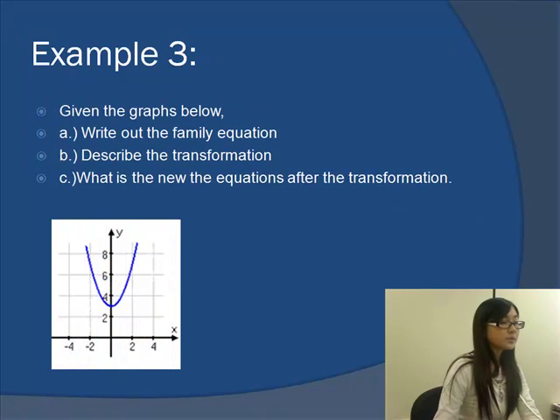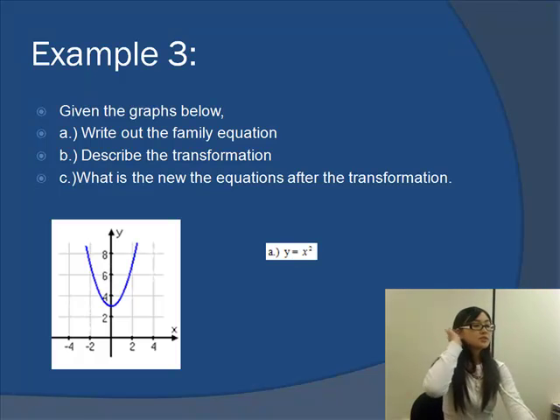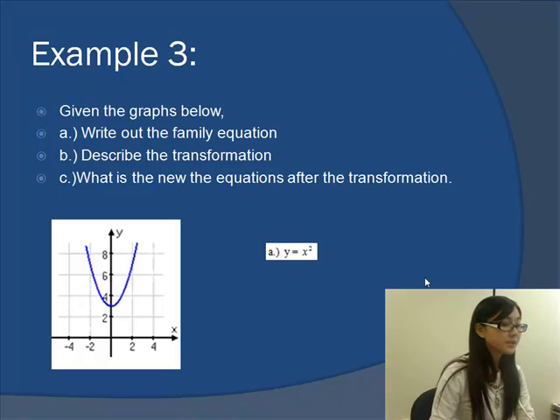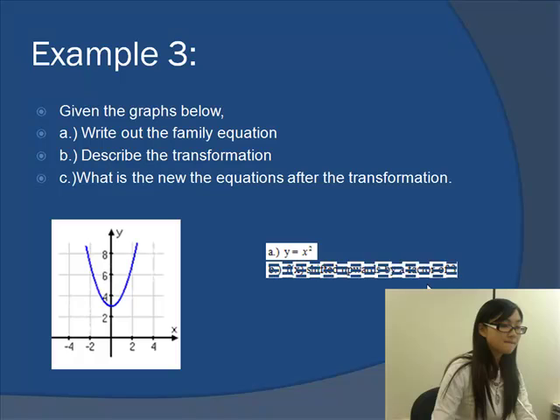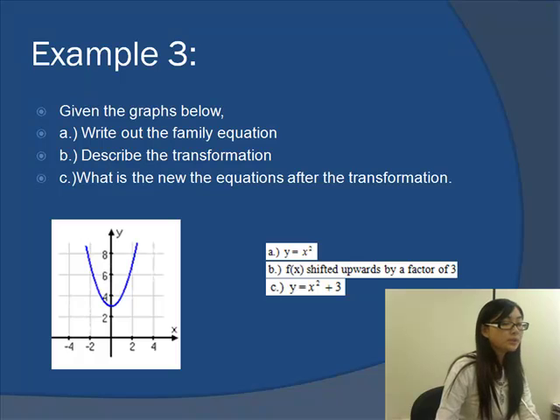Here we have the same question with a different graph. Just by looking at it, we can see that the original equation is y equals x squared. It shifted upward by 3, and that's all it did. It did not shift left and right, nor did it stretch or compress. Therefore, we can conclude that the final equation is y equals x squared plus 3.